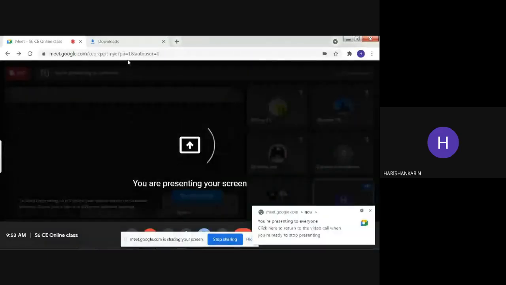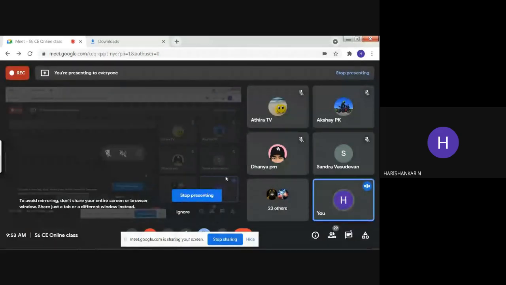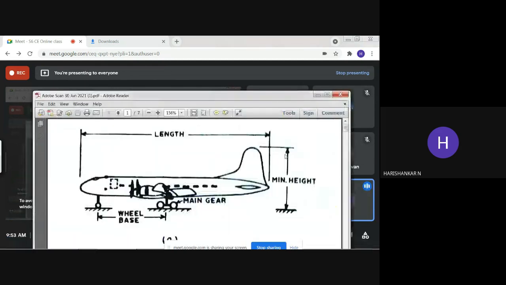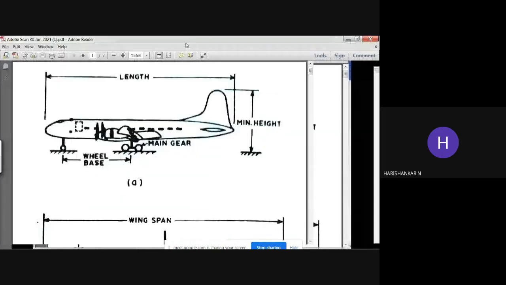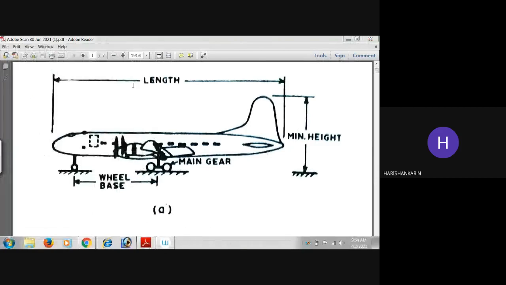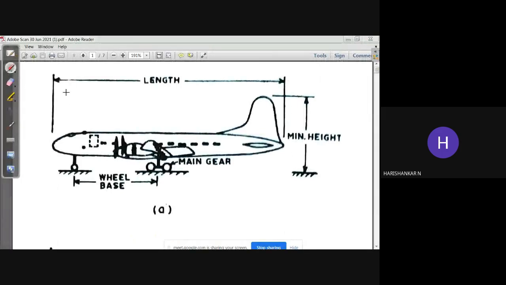Okay, so while discussing the size of aircraft, you may already remember the factors that you have discussed. So it is the length between the head and the tail, which is measured along the x-axis. That length can be shown in the figure like this. You may be capable of viewing the screen, isn't it? In the screen you can see this much length, starting from here up to the tail edge. So that is the length.